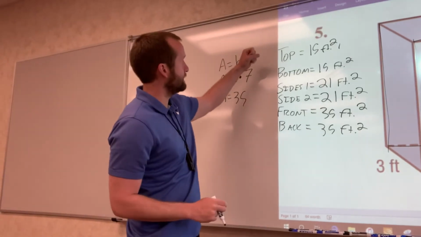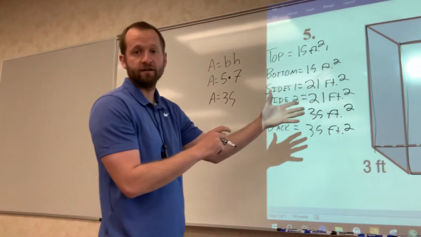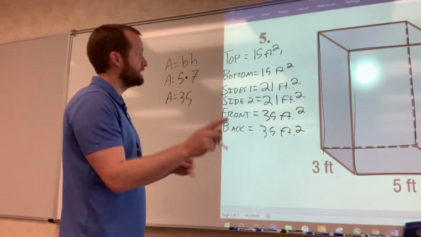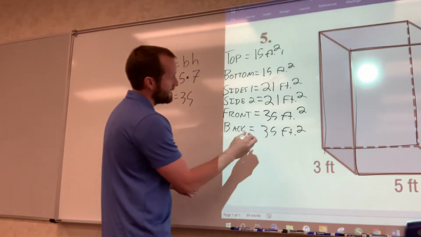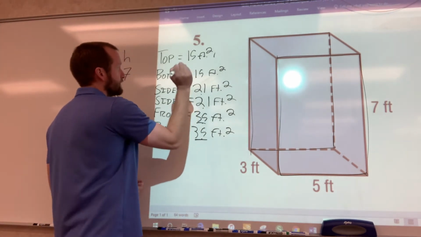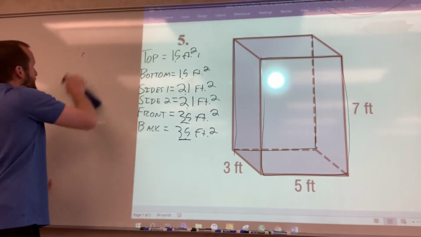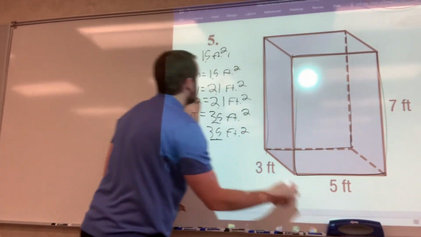We have found the area of the top, the bottom, the two sides, and the front and the back of our surface here. Now, to find the surface area, the last thing we need to do, we just need to add all of these up. We need to find out what is 35 plus 35 plus 21 plus 21 plus 15 plus 15. Okay, so let's go ahead and take care of that and see what we can do. So let's do these first.